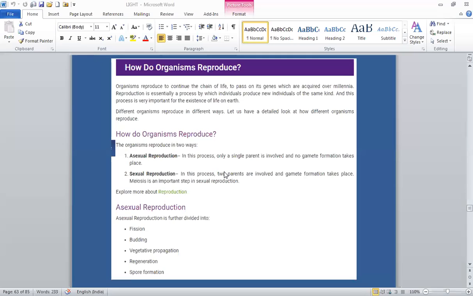Now, what is sexual reproduction? There are different modes of asexual reproduction which we'll study later on, but before it, we'll learn what is sexual reproduction. In this process, two parents are involved and gamete formation takes place. Meiosis is an important step in sexual reproduction.